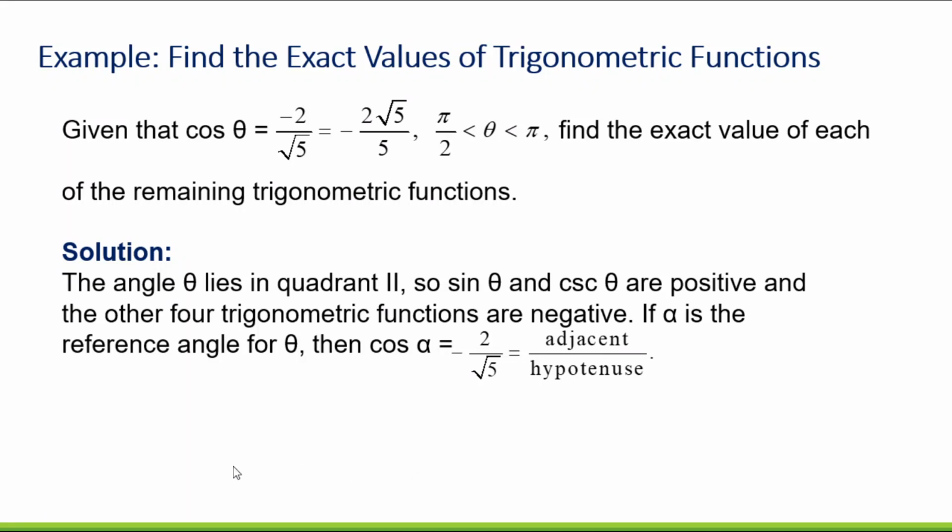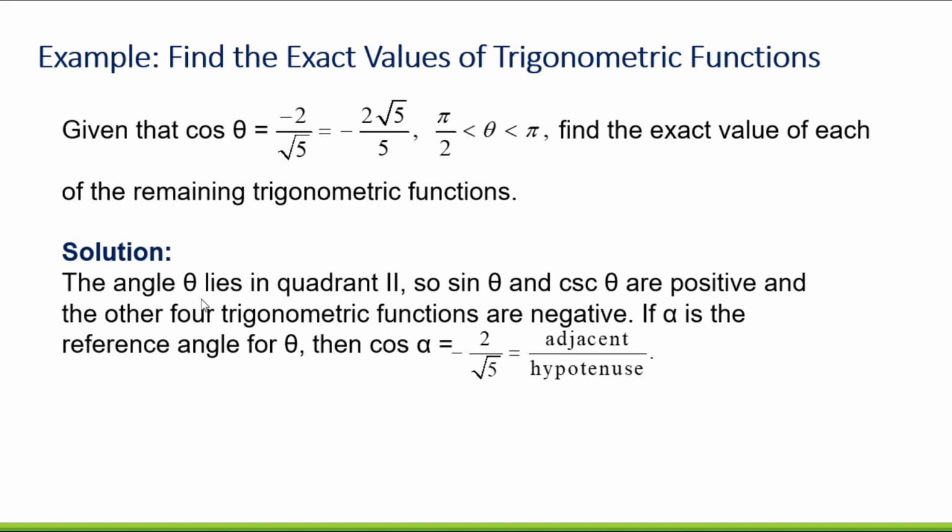Hello. In this example, we will find the exact value of trigonometric functions for any angle. In this problem, we're given that the cosine of theta is equal to -2 over square root 5, which is also equal to -2 square root 5 over 5. We're also told what quadrant angle theta is in. It is between pi over 2, which is 90 degrees, and pi, which is 180 degrees. So that tells us that angle theta is in quadrant 2.